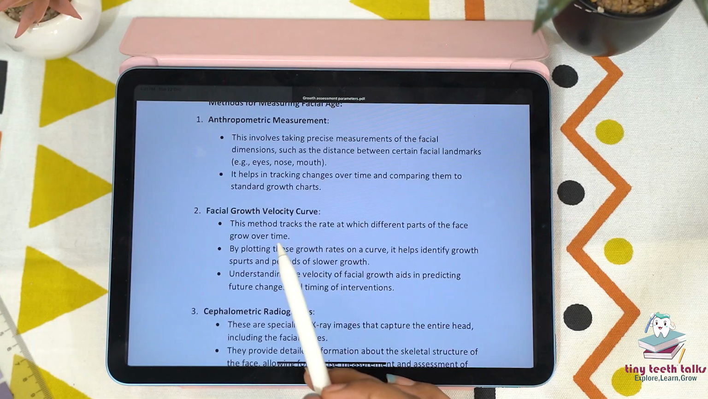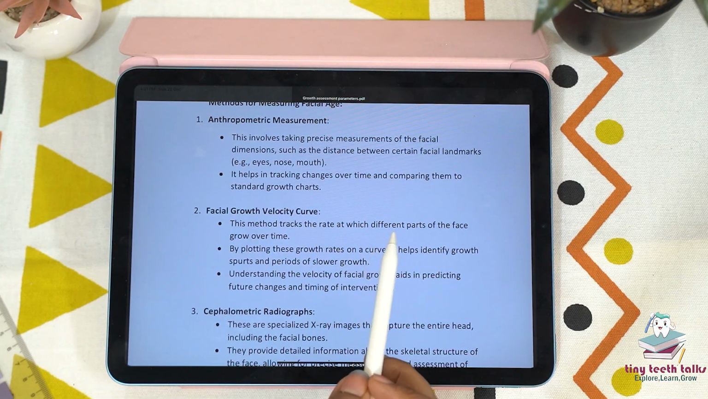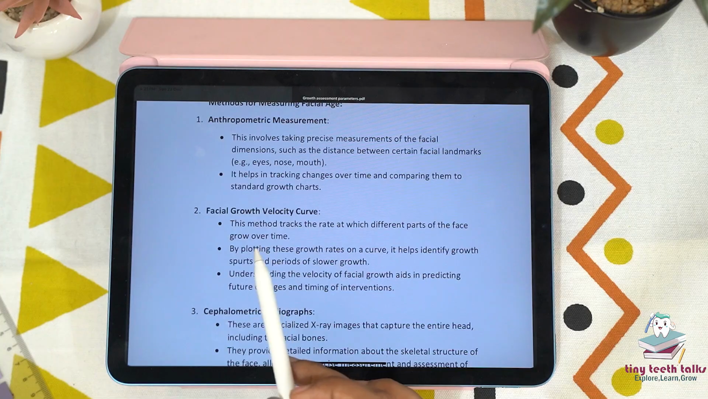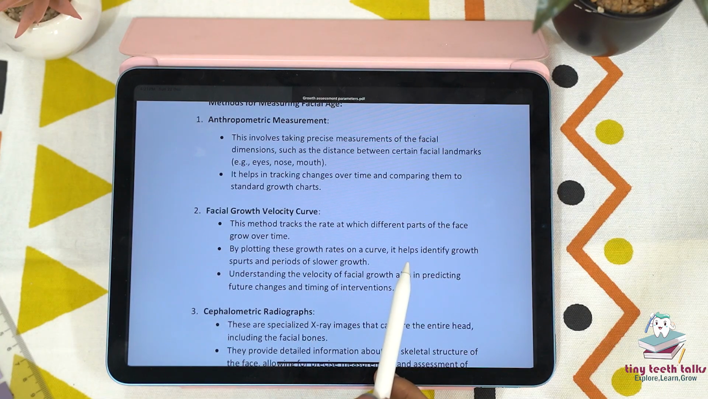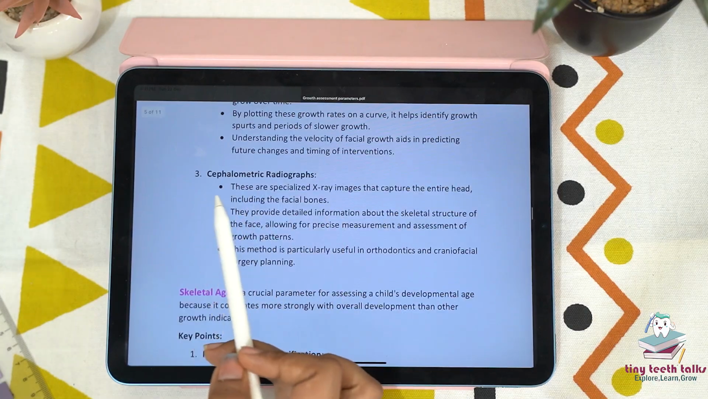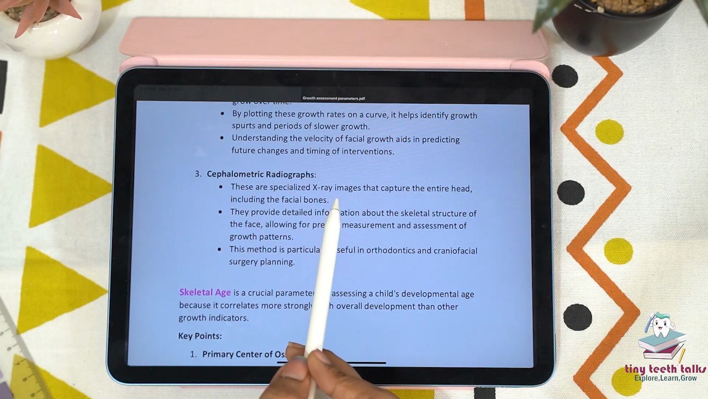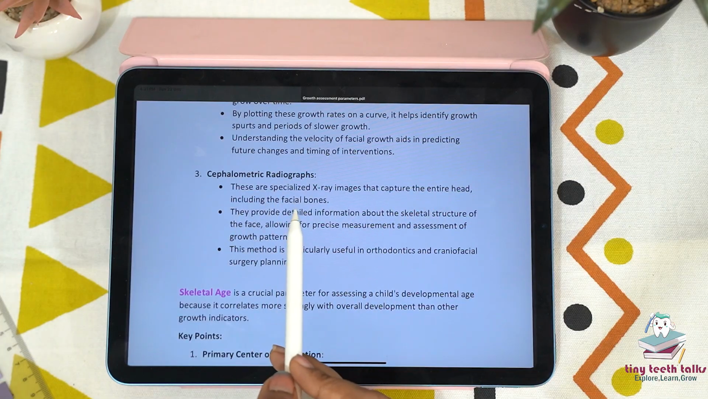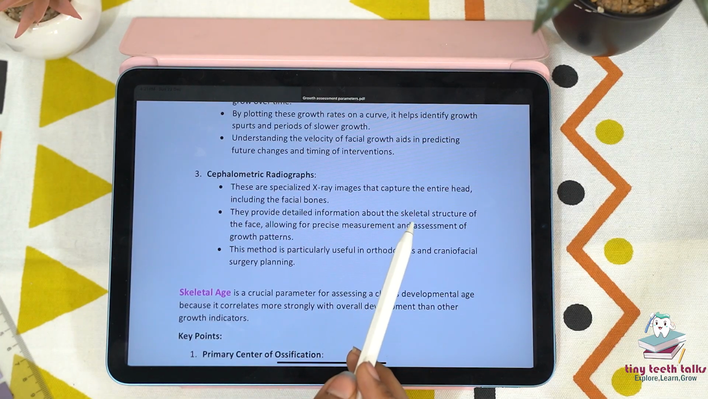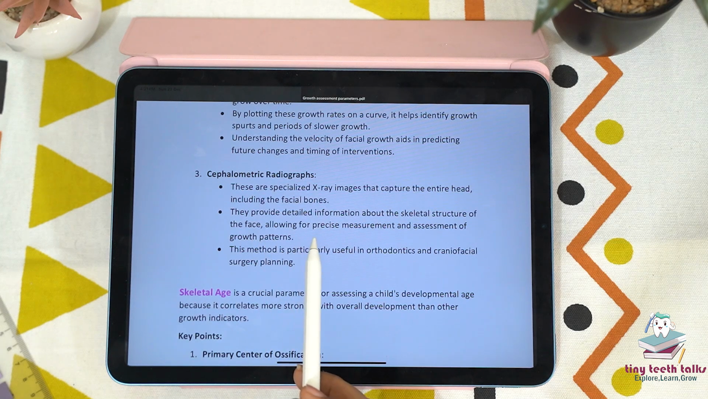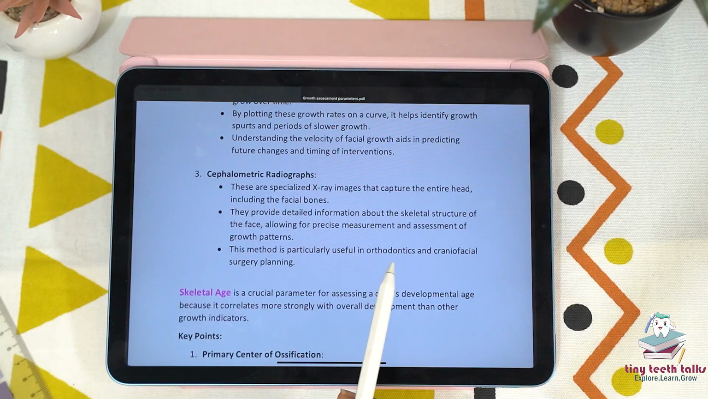Facial growth velocity curve. This method tracks the rate at which the different parts of the face grow over time. By plotting these growth rates on a curve, it helps identify growth spurts and periods of slower growth. Understanding the velocity of the facial growth aids in predicting future changes and timing of interventions. And cephalometric radiographs. These are specialized X-ray images that capture the entire head including the facial bones. They provide detailed information about the skeletal structure of the face, allowing for the precise measurement and assessment of the growth patterns. This method is particularly useful in orthodontics and craniofacial surgery planning.